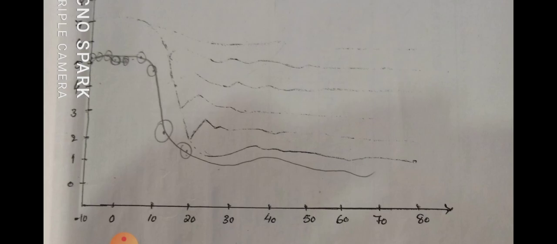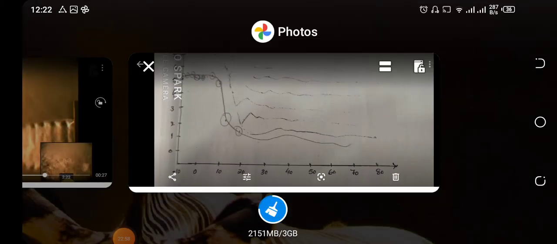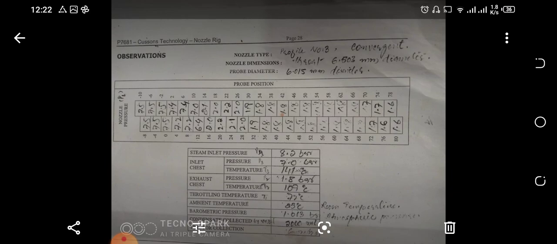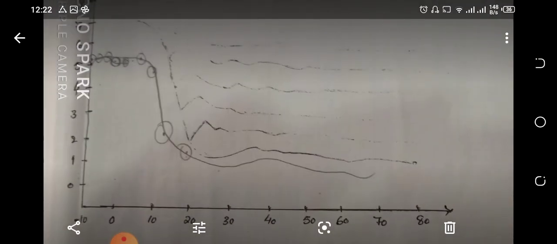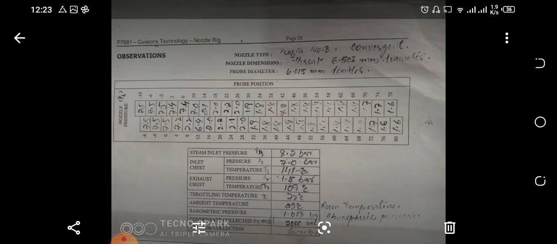I hope I explained everything regarding the theory. After that we have an observation video. Take these observation readings, note them in your workbook like this, and make a graph like this. In this experiment we don't have any calculation. We just need to make the graph from these readings.